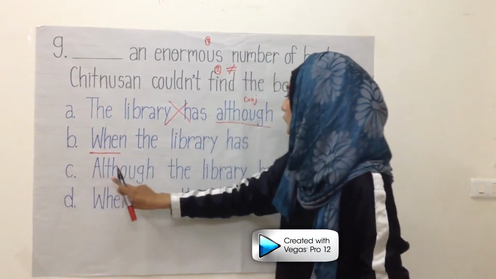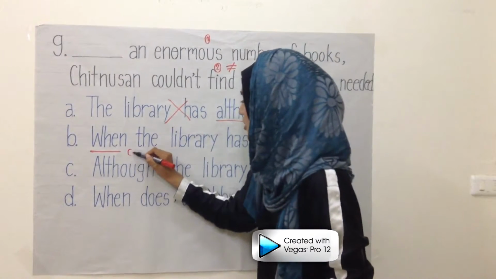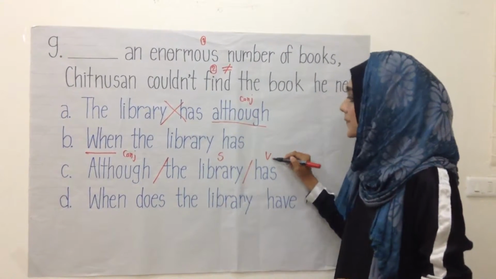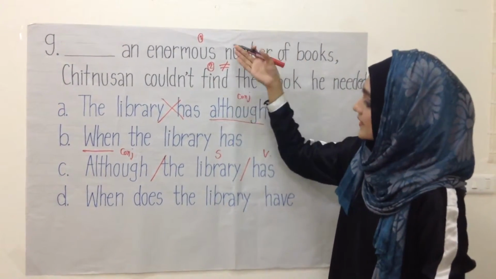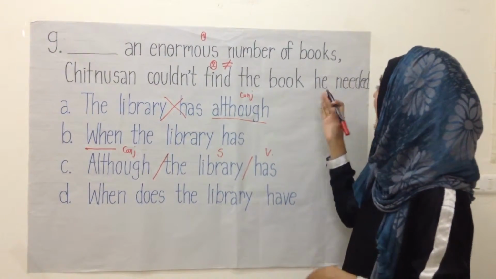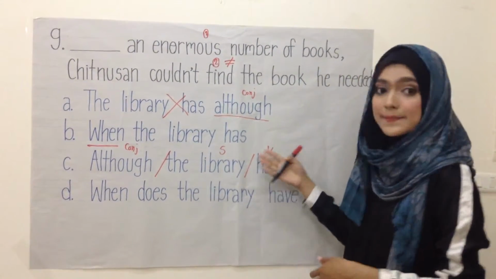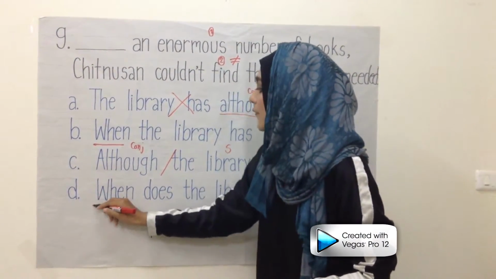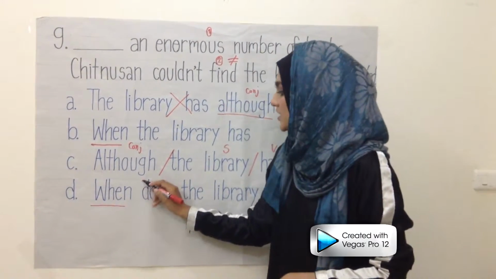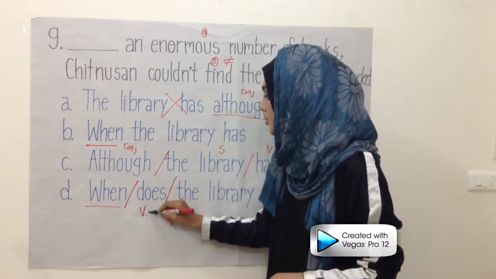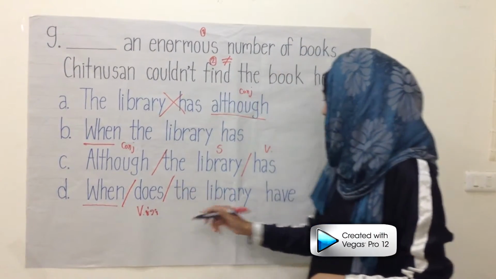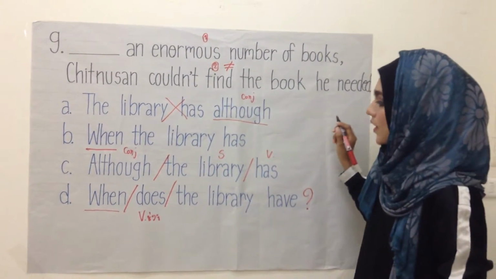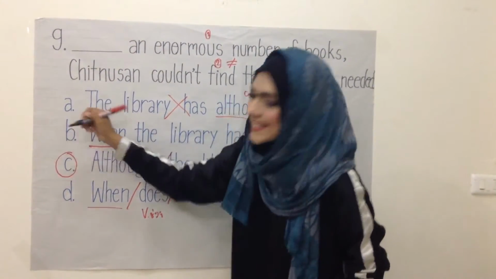For C, although the library has, we have although as a conjunction, the library as a subject, and a verb. We can put it in like this: although the library has an enormous number of books, and it makes sense. For D, the reason we cannot choose D is that we have when, but it is not a conjunction because it is followed by a verb. That means this sentence would have to be a question, but this sentence is not a question. We have a little dot here, so the answer has to be C.